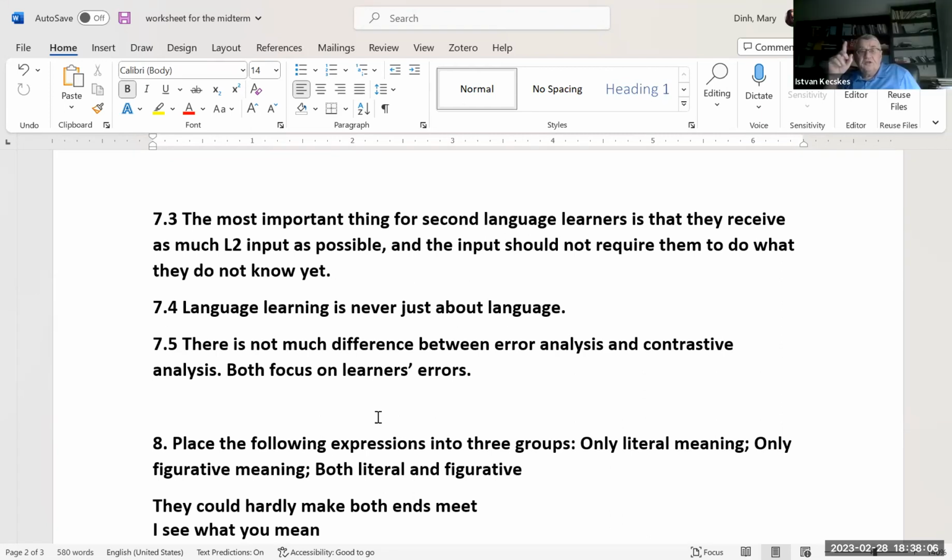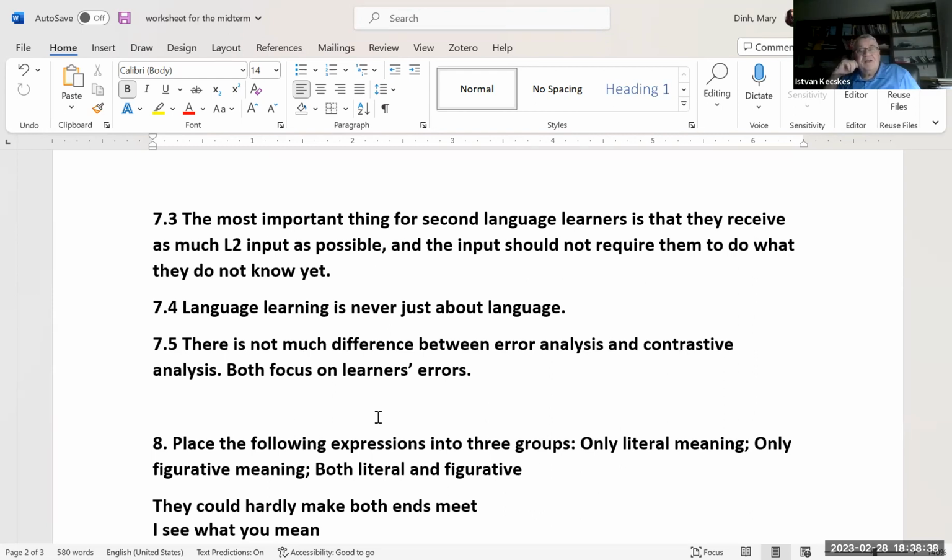How about the second part? The input should not require them to do what they do not know yet. Sometimes the input might require them to do what they did not know yet, based on maybe it still boils down to a level of exposure as well. If they are more exposed to the inputs, it might trigger a behavior or otherwise. Okay. All right. Yeah, definitely. How about the next one?